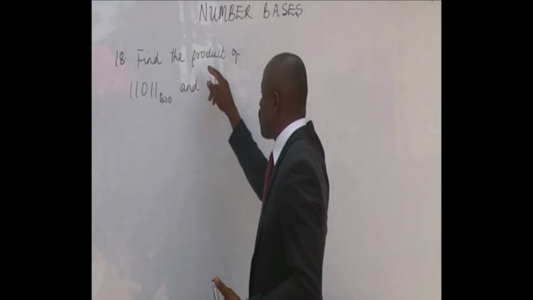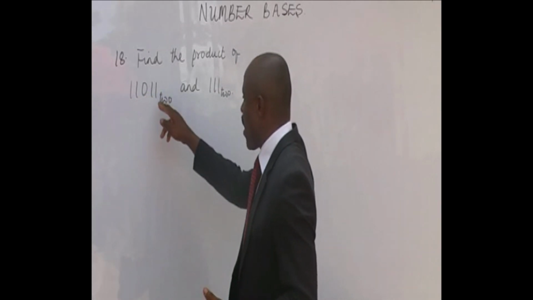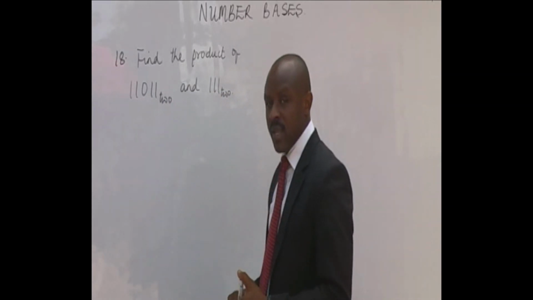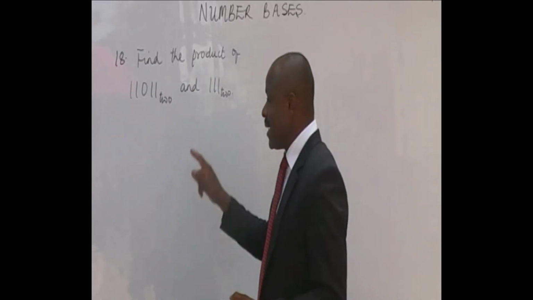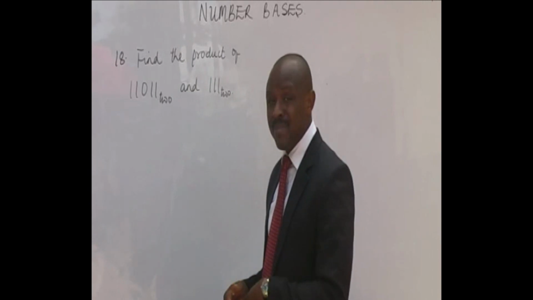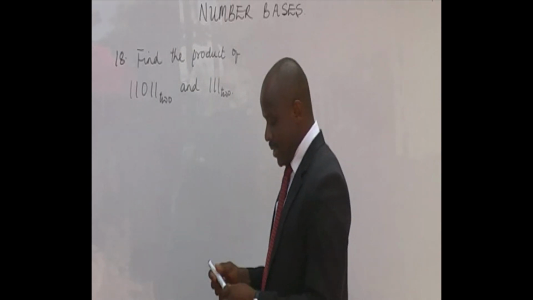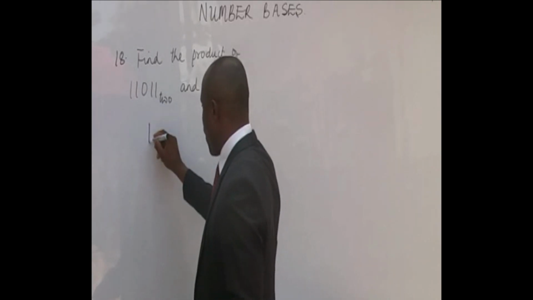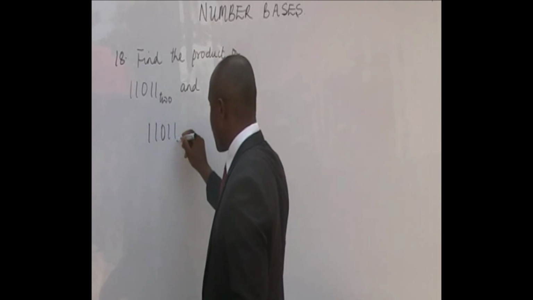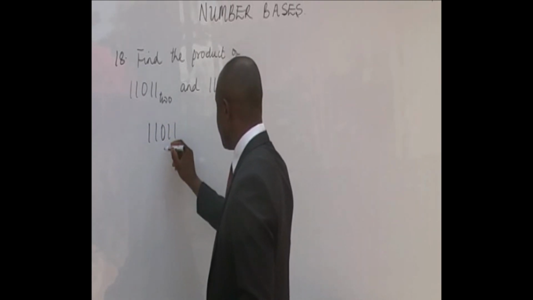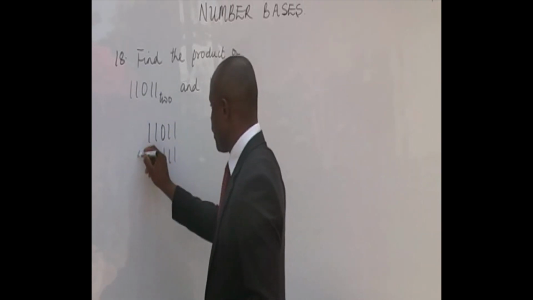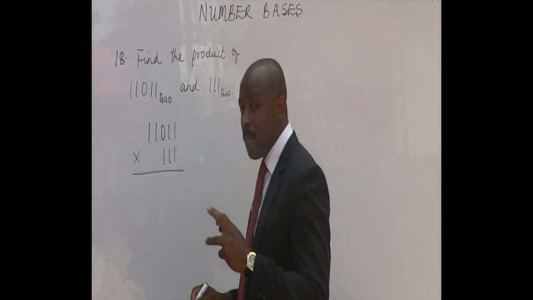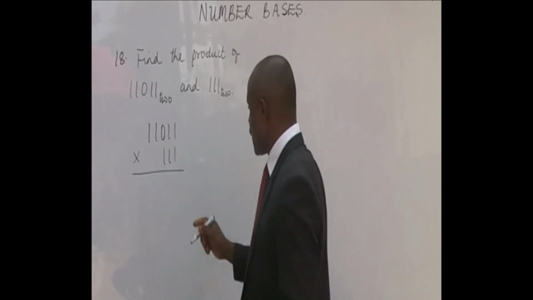Question number 18 says we should find the product of 1 1 0 1 1 base 2 and 1 1 1 base 2. As I had always said, these figures are in base 2, not in base 10. So the procedures are going to be, bring down this number, we have 1, 1, 0, 1, 1. Bring down this, we have 1, 1, 1. You are multiplying. Bear in mind you are working on base 2, not on base 10.